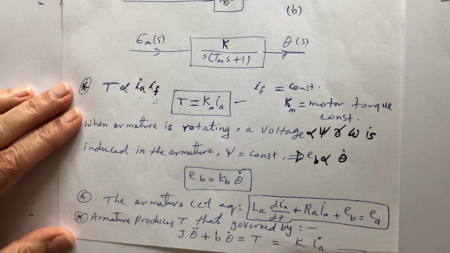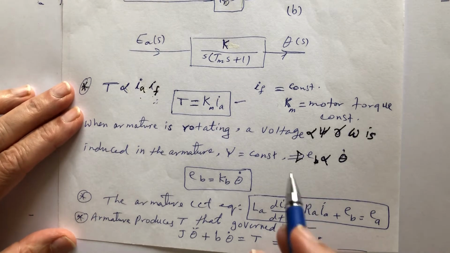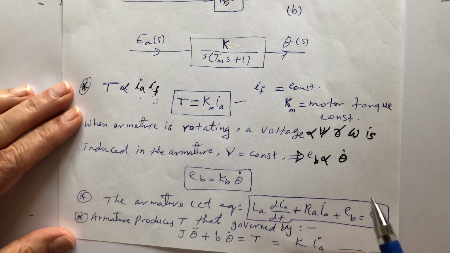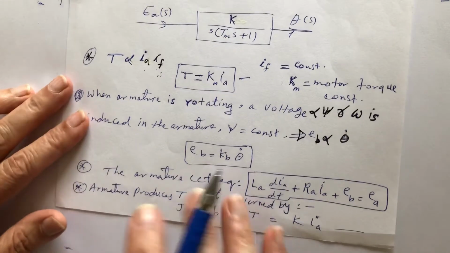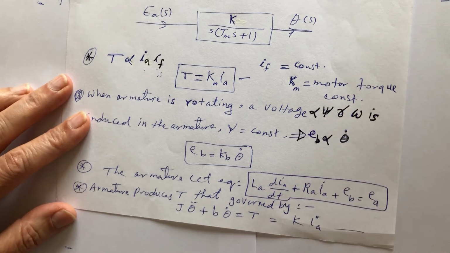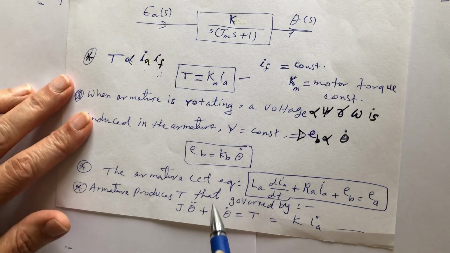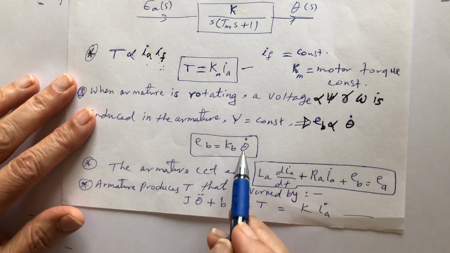When the motor is rotating, as we said, by generator action it will develop a voltage. This voltage is proportional to the speed at which the motor is rotating. So we can say that EB is a back EMF: EB equals KB times theta dot.